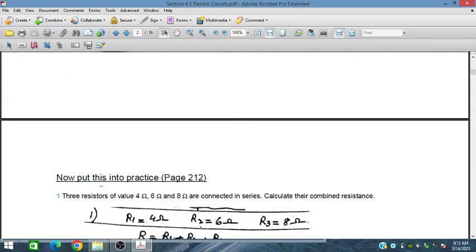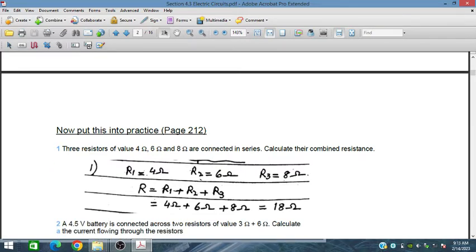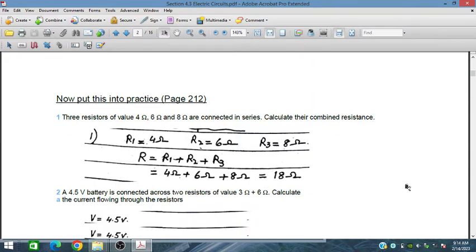Now put this into practice on page 212. Three resistors of value 4 ohms, 6 ohms and 8 ohms are connected in series. So this is 4 ohms, 6 ohms and 8 ohms, connected in series. So this will be simple addition, 4, 6 and 8. The total effective resistance or combined resistance will be 18 ohms.